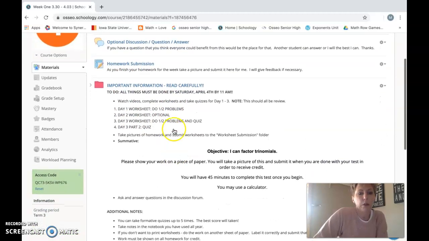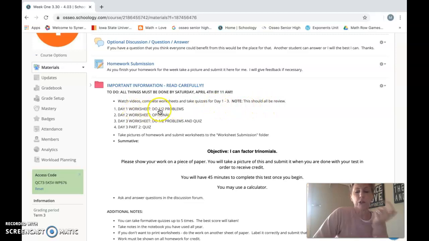And then this is the most important piece right here. It's what you have to do for the week. And it says to do, all things must be done by Saturday. I'm giving you until Saturday at 11 a.m. Everything will shut off at that point. So you're going to watch videos, complete worksheets, and take quizzes for day 1 through 3. Note, this all should be review for you.